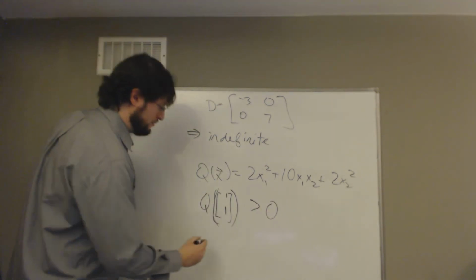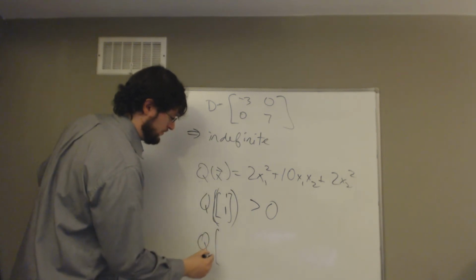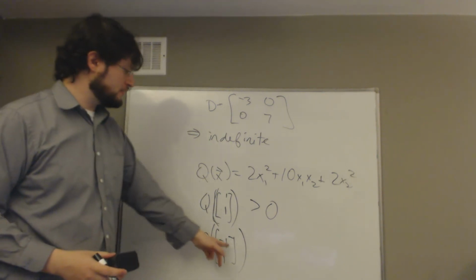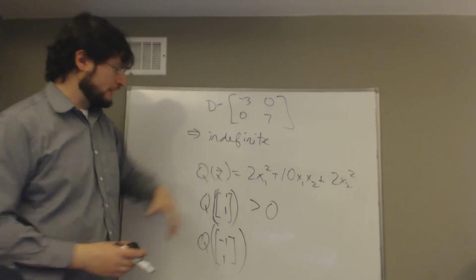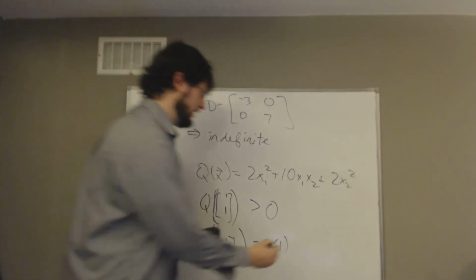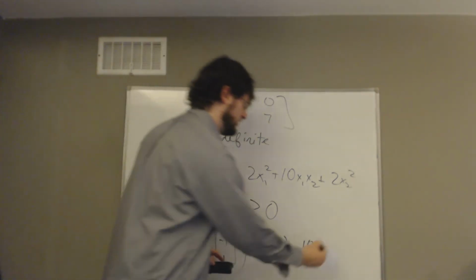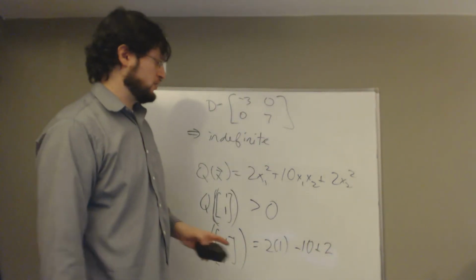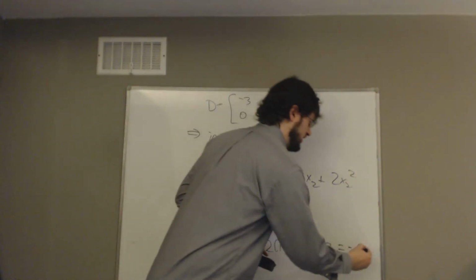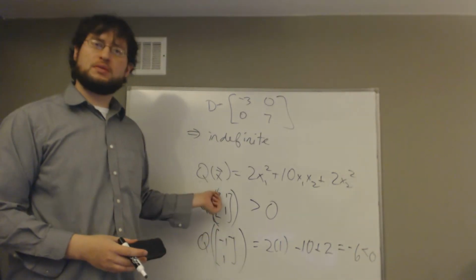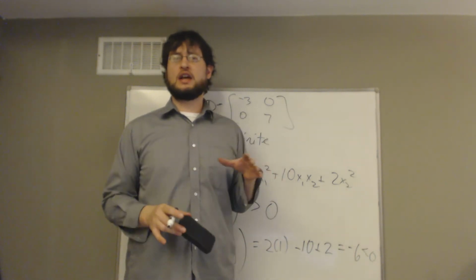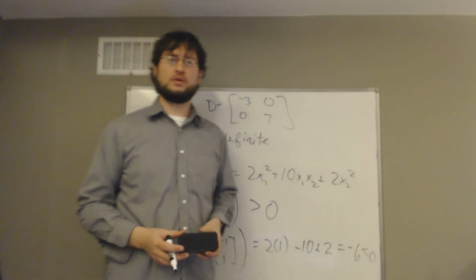But what if I put in q at -1, 1? Well then what I'm going to get is 2x1 squared, which is 2 times 1. I'm going to get -10, and then plus 2x2 squared, which is 2. So I end up with 4 minus 10, which is -6, which is less than 0. So I found an input which makes it positive, and I found an input which makes it negative, which means that it switches signs and it's an indefinite form.